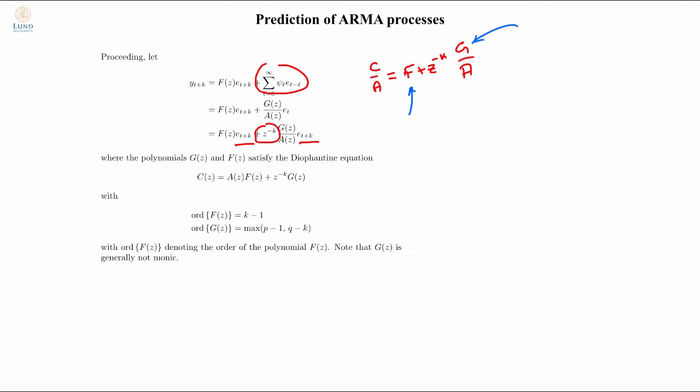I can compute the F and the G polynomials by solving this Diophantine equation, where the order of the F polynomial will be k minus 1 as we concluded before, and the order of the G polynomial will be the maximum of p minus 1 and q minus k. Note that G(z) will not in general be monic because it will consist of the kth element in the polynomial division, so there's no reason for this to be 1.